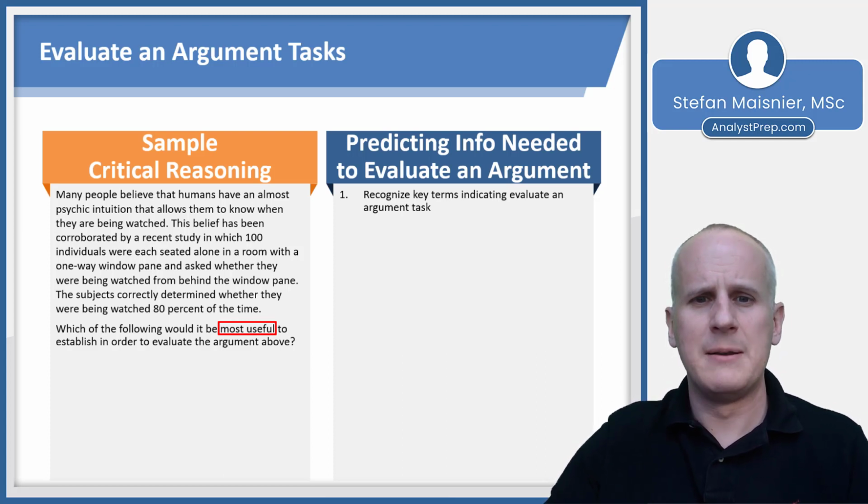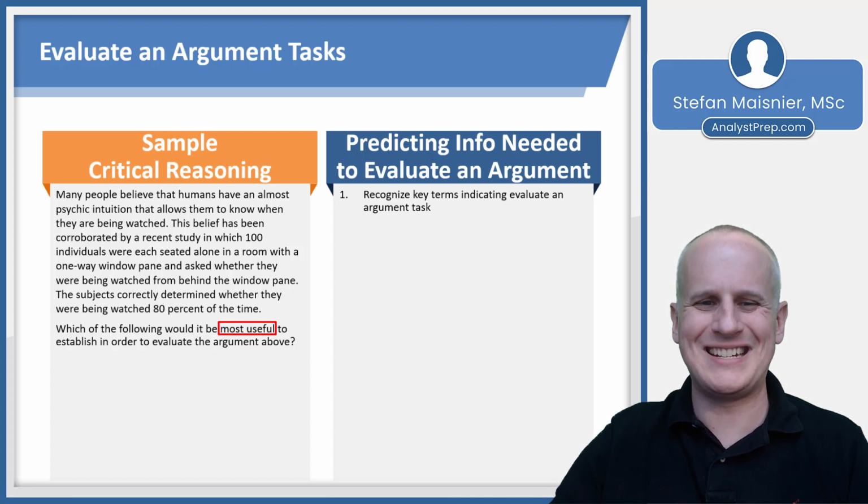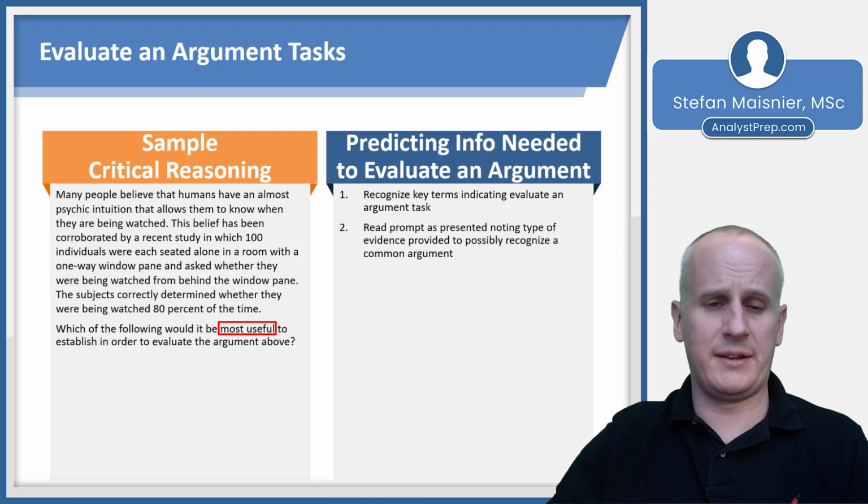So starting with, many people believe that humans have an almost psychic intuition that allows them to know when they are being watched. This belief has been corroborated by a recent study in which 100 individuals were each seated alone in a room with a one-way window pane and asked whether they were being watched from behind the window pane. The subjects correctly determined whether they were being watched 80% of the time. Okay, so we've got our argument, and we know that there's some evidence, and we've got the study. So that tells us that we need to evaluate said study and the evidence or data that it presents.